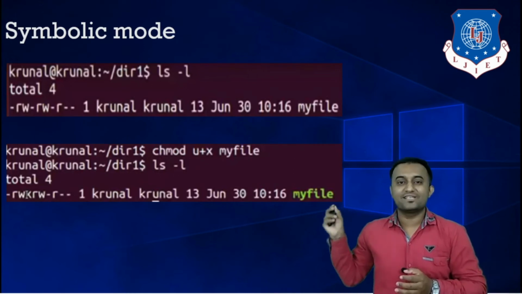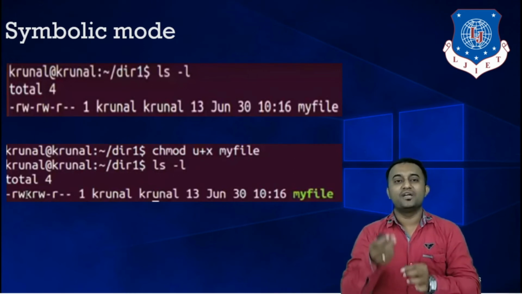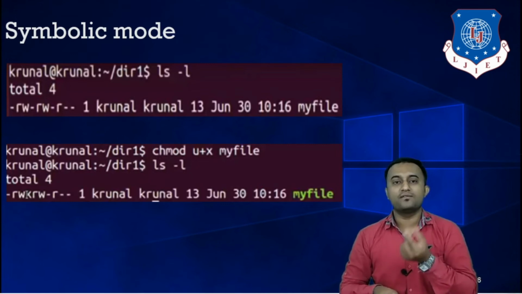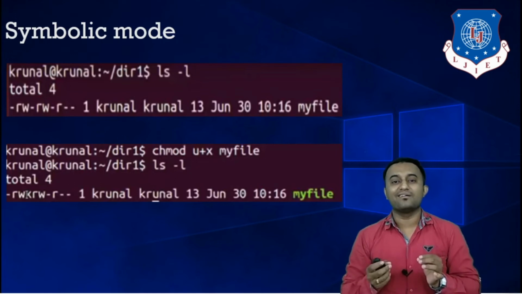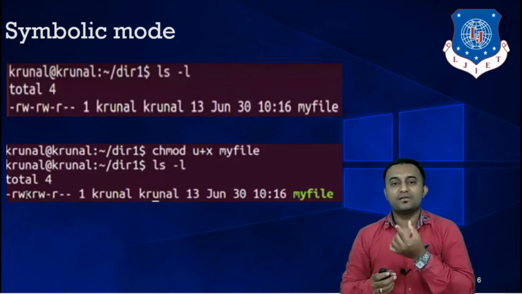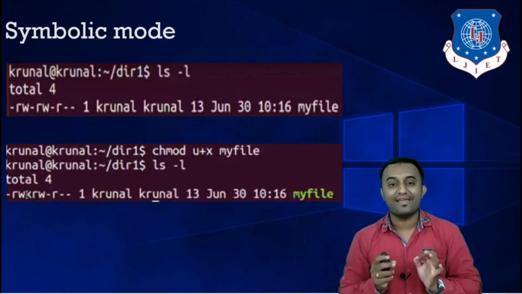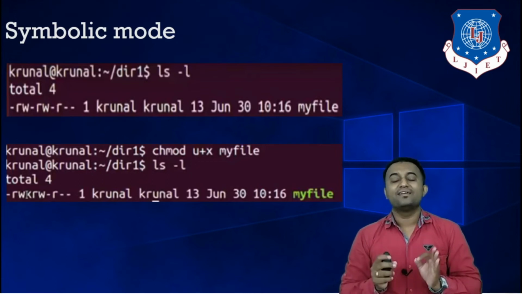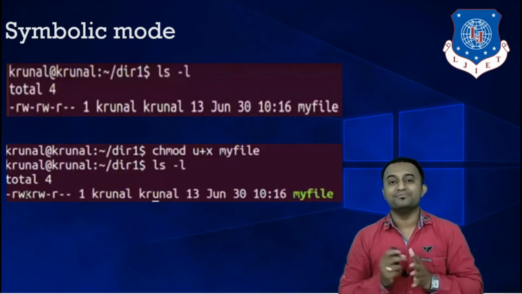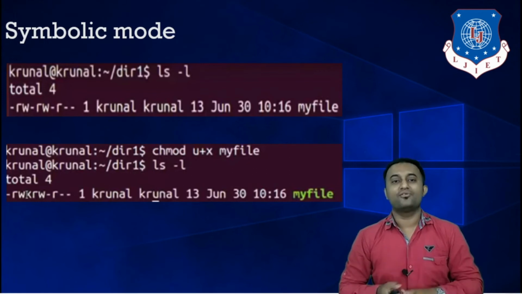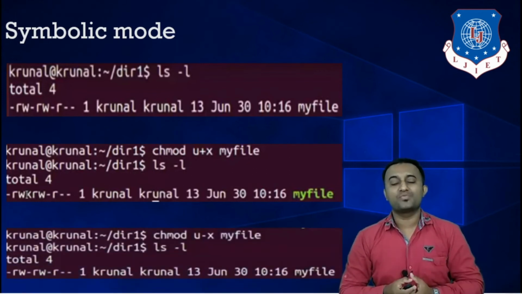So that is the reason why you can see the change in terms of file name. Earlier the file name is displayed in white color, now it is displaying green color. It means the file which is displayed in green color is nothing but an executable file, and the file which is displayed in white color is not executable. Clear? Okay.